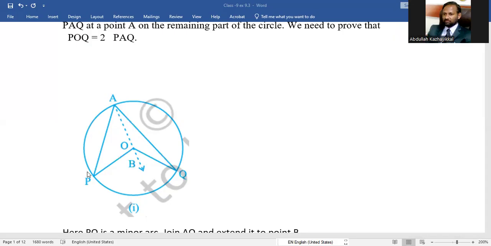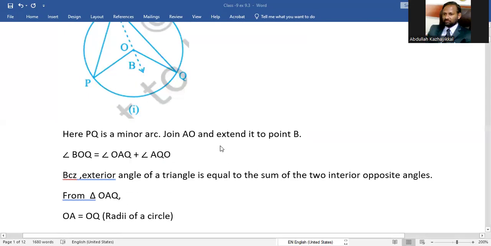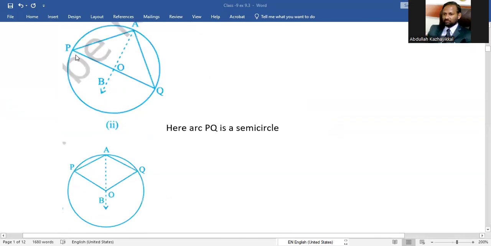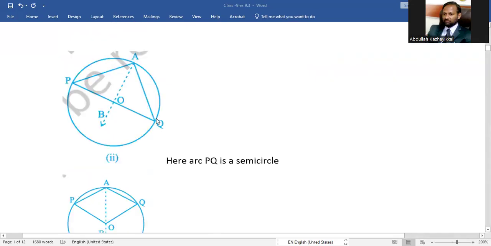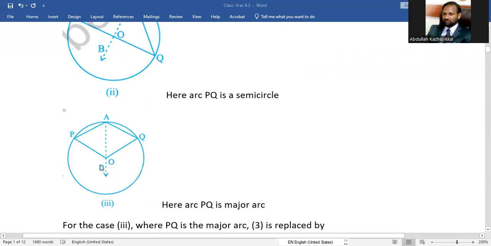This is the minor arc. Now this is the major arc. Here, this is the semicircle. Both PQ and PAQ are same. But here, PQ is the major arc, PAQ the minor arc. So that you understand the difference.